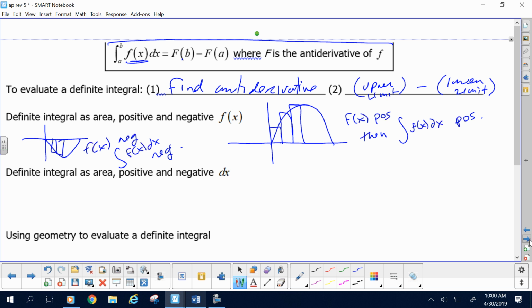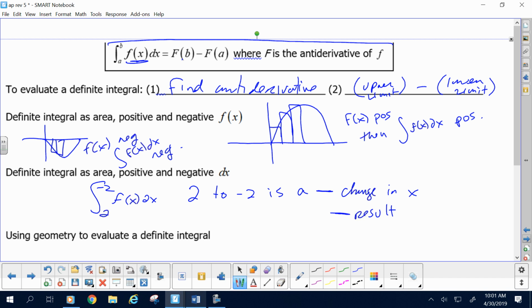Now, that's assuming you go left to right. If you went from 2 to negative 2, in this case, going from 2 to negative 2 is a negative change in x. So when you go backwards in limits, you'll actually get the opposite result of what if you had gone left to right.